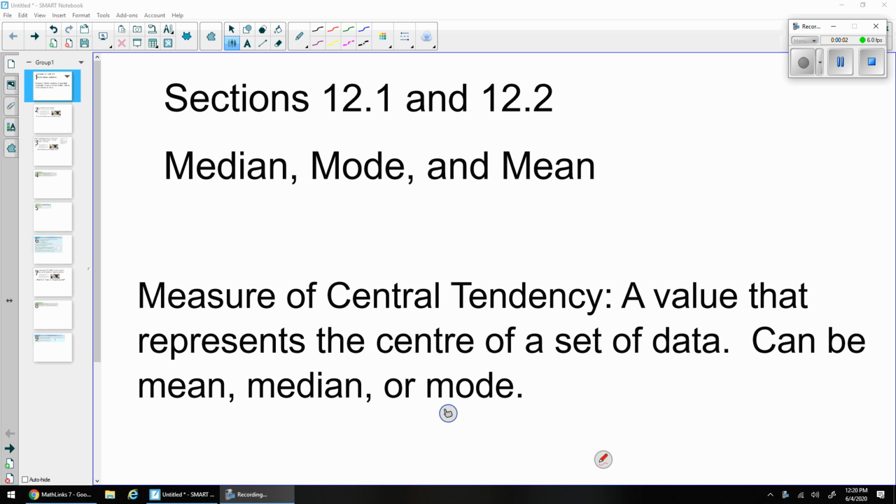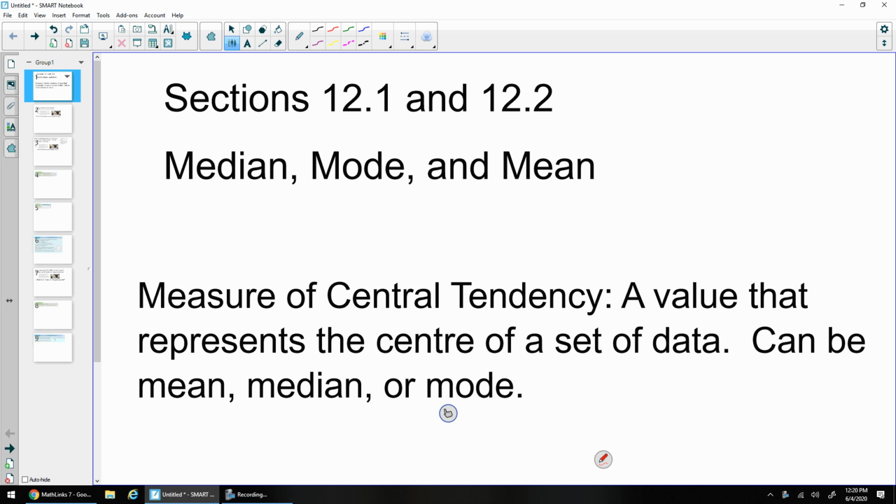Hey, grade sevens, we are starting the last chapter of the textbook and of the year, which is pretty exciting. We're just going to be doing it in just two lessons so that we are done this unit before that last week of the year. So it's going to go sort of quick, but it's pretty straightforward, and I think most of you will get it.